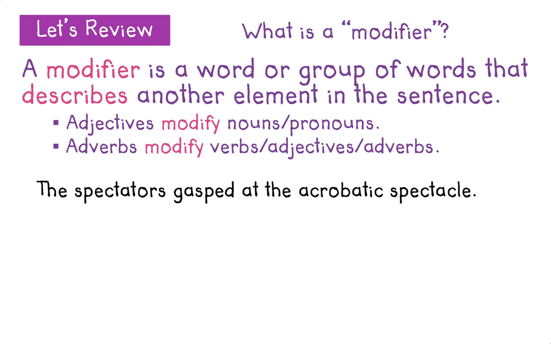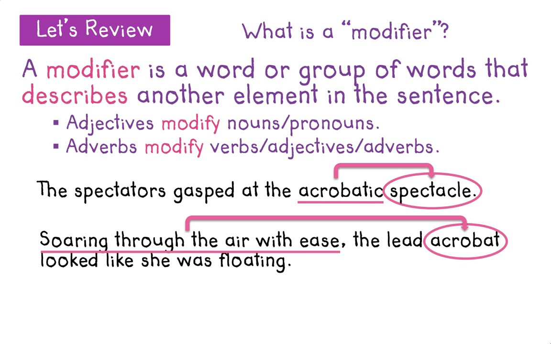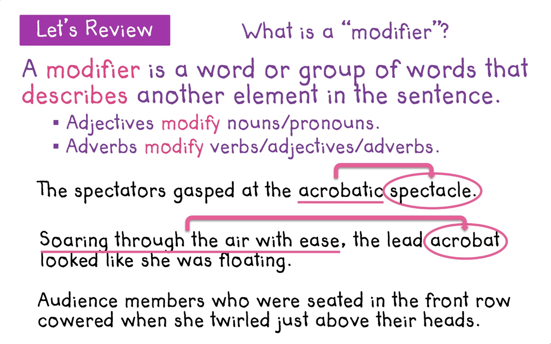In this sentence, the word acrobatic is a single word adjective modifying the noun spectacle. Here, the adjective phrase soaring through the air with ease modifies the noun acrobat. And here, the adjective clause, who were seated in the front row, modifies the noun members. It is when these modifiers are placed incorrectly in the sentence that we inadvertently create misplaced or dangling modifiers.